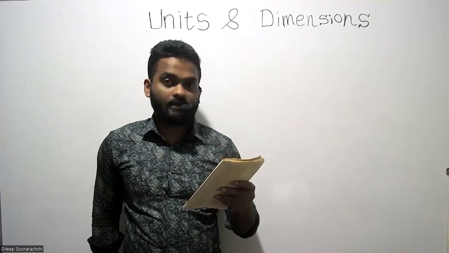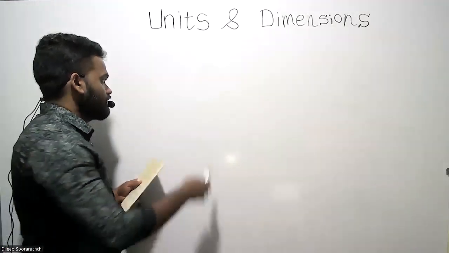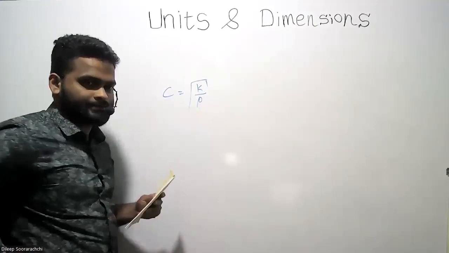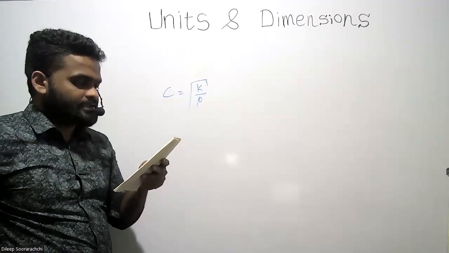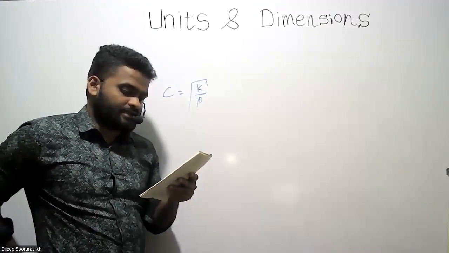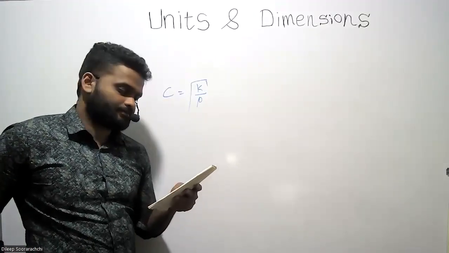Then 2005, second question. In the equation C equals root of K over rho, C is speed and rho is density. So what they ask is what the units of K are.